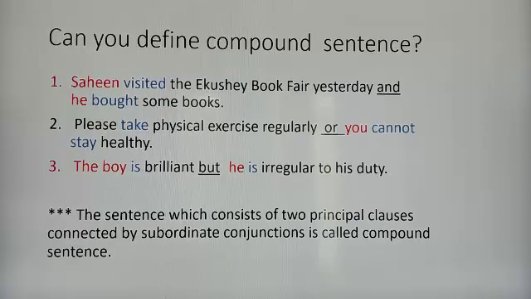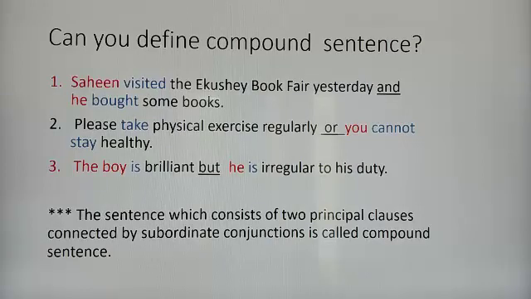Last one, we say something opposite. The boy is brilliant with good quality but he is irregular to his duty. A bad quality, he is not regular. So we are saying something opposite here. Here we use the conjunction but to say something opposite.